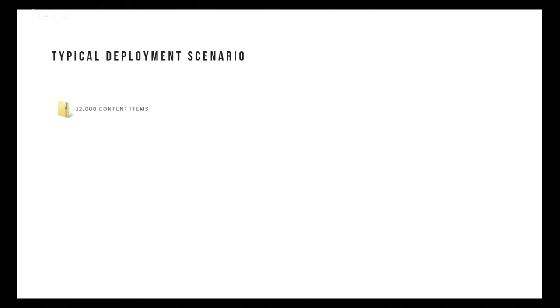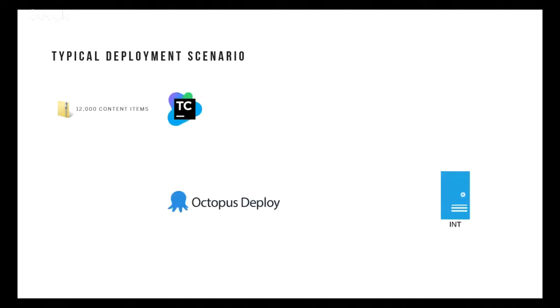So a typical deployment scenario for us previously: we have, let's say, about 12,000 content items. This is our CI/CD pipeline. We use TeamCity as the build server, and Octopus Deploy just to deploy the generated NuGet package from TeamCity to our integration environment. So those 12,000 content items were built by TeamCity as a NuGet package. Octopus Deploy would then just deploy that to the integration environments. So 12,000 content items, depending on the hardware specification that you have.